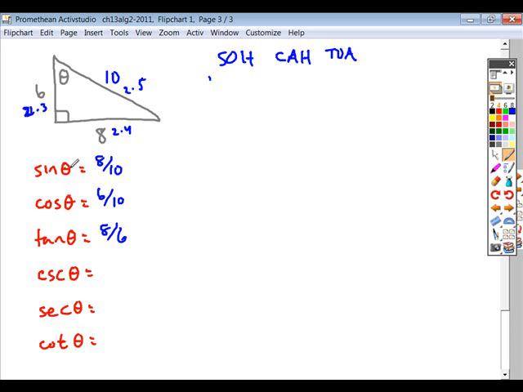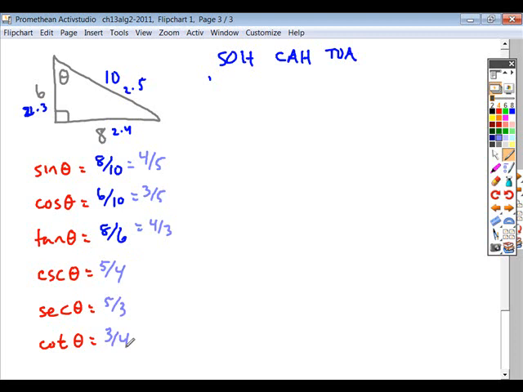Okay, and then the cosecant is just going to flip these. Now, before I flip them, I'm going to go ahead and simplify all of these, because what does 8 over 10 reduce to? 4/5. And 6 over 10, 3/5. And then 8 over 6, 4/3. Okay, so I'm going to use these now and just flip them. So the cosecant is 5 over 4. The secant, we flip this one, 5 over 3. And the cotangent, we flip this one, 3 over 4.